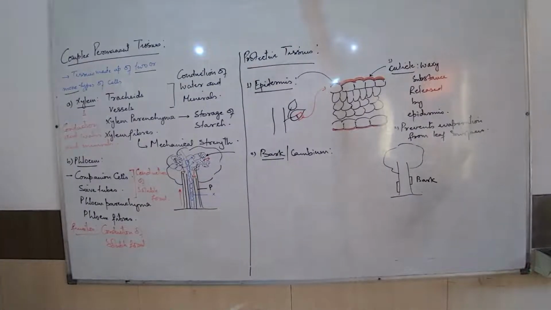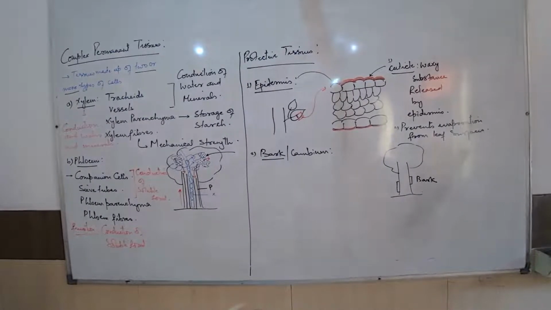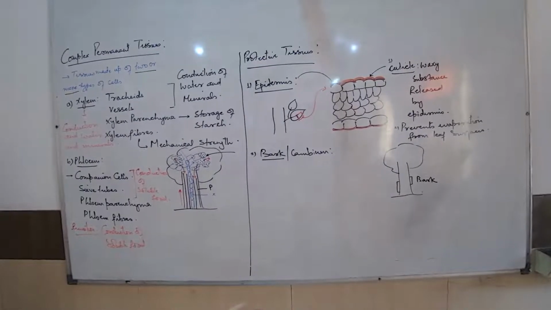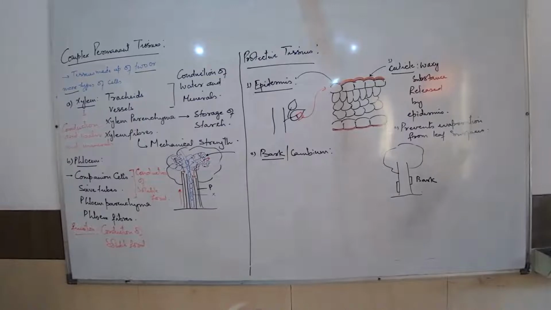What type of tissue is the bark of the stem? We had studied it already last class. Sclerenchyma. We had written also examples and locations.